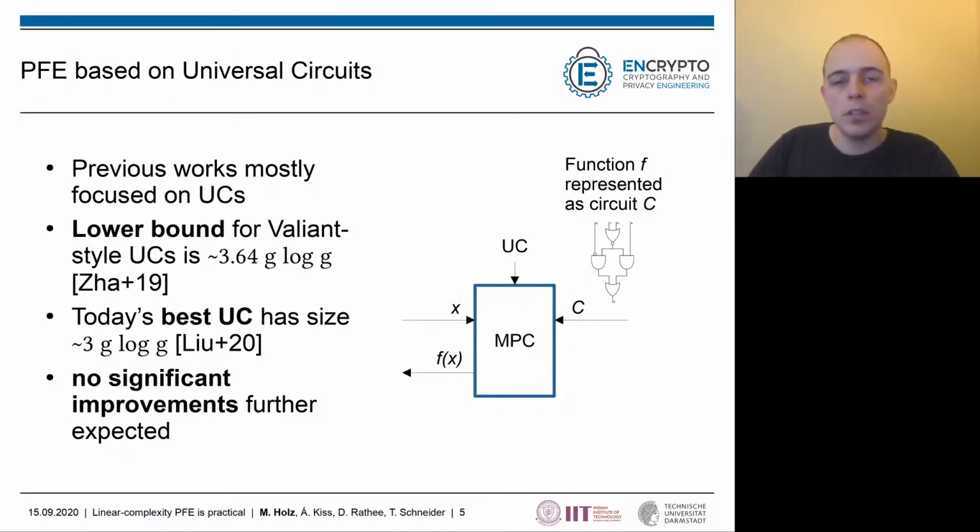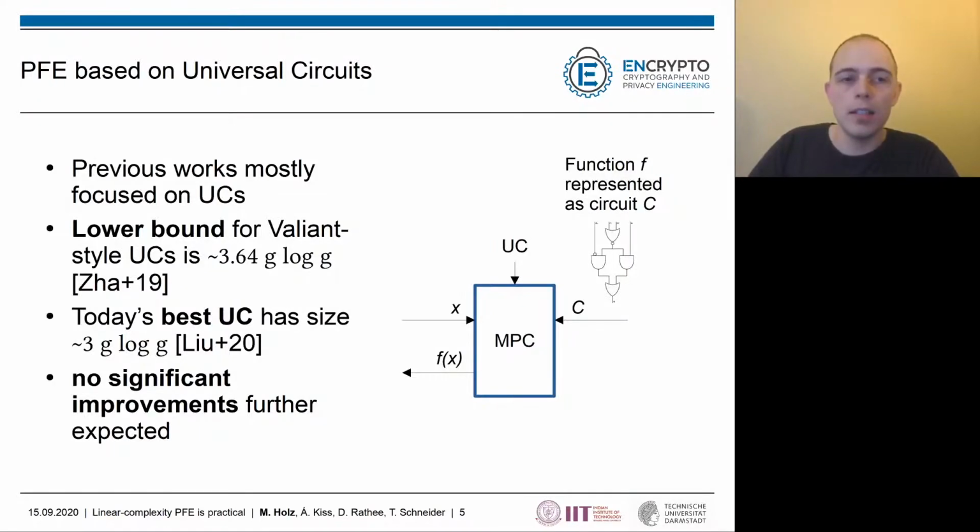Previous work on private function evaluation mostly focused on these UC-based constructions. And it has been shown that the lower bound for Valiant-style universal circuits is 3.64 G log G, where G is the number of gates of the input circuit.